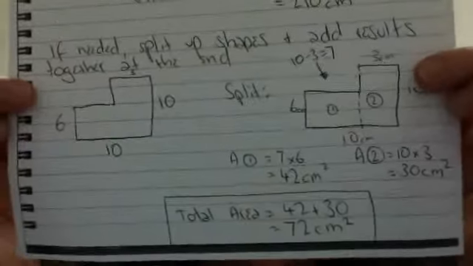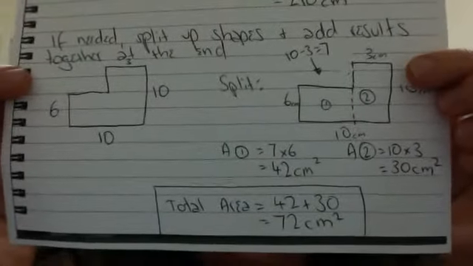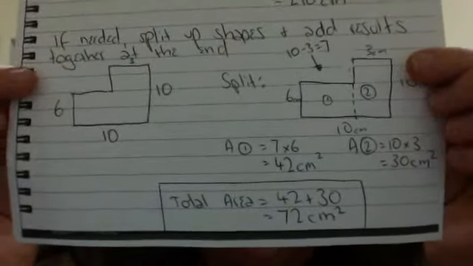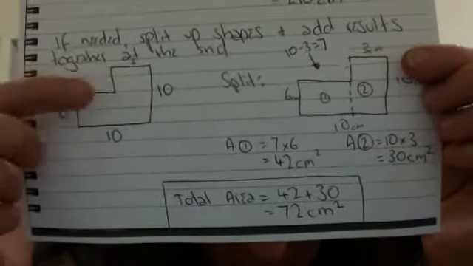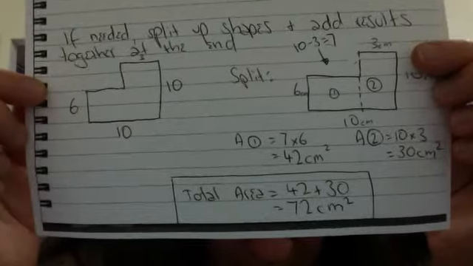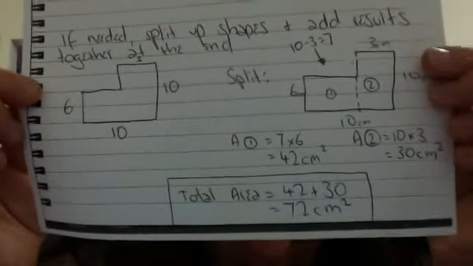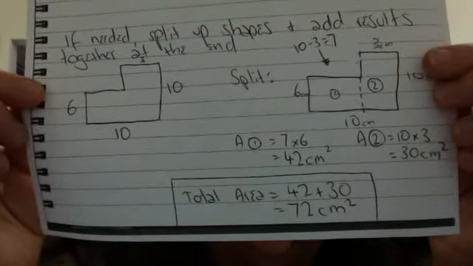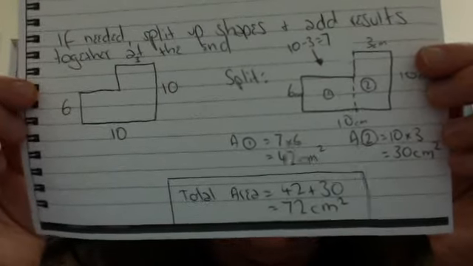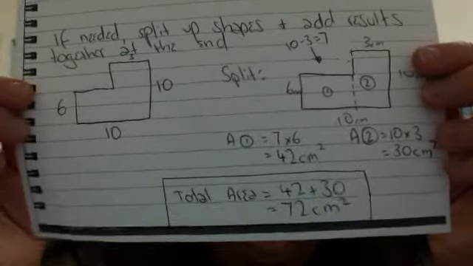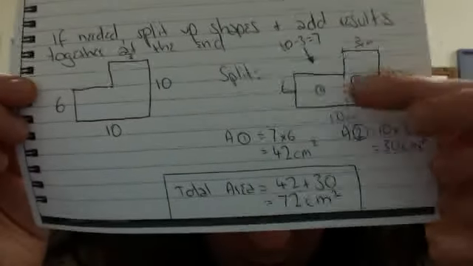If you need to, you can split up shapes and then just add the results together at the end. If we're given something like this, it's a bit hard to tell what the total area is. So we just split it in half. We'll do 1 and then we'll do 2 separately. So let's look at area 1. We're going to look at this bit here.